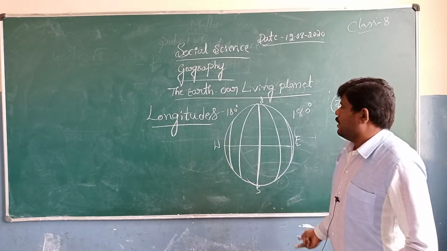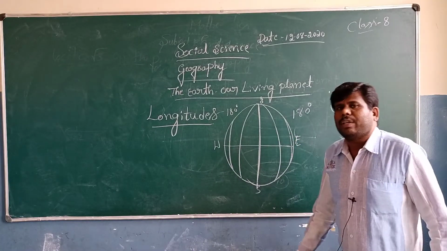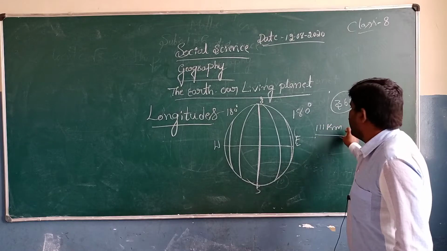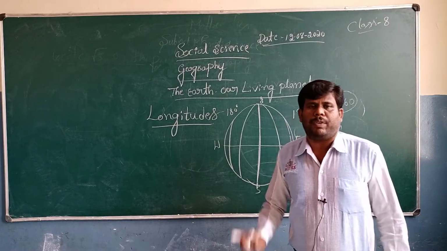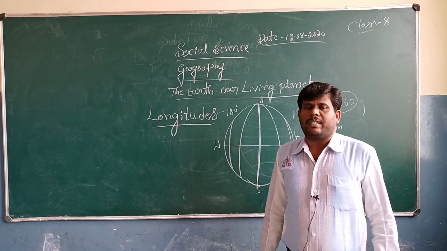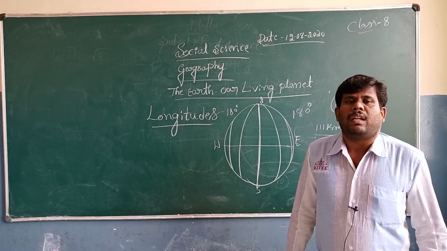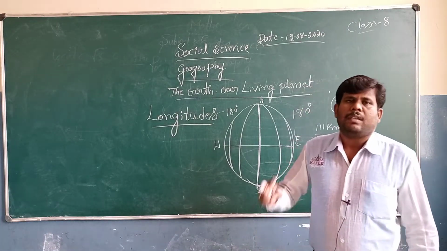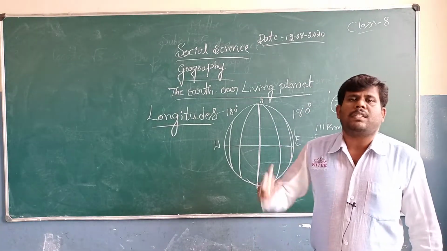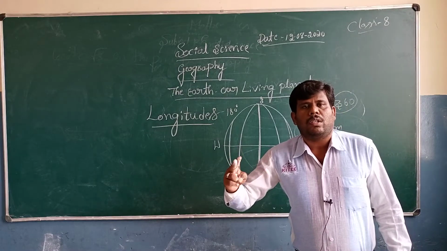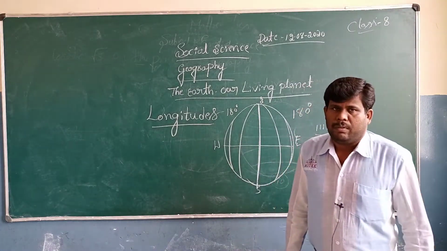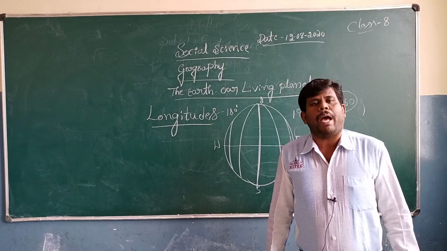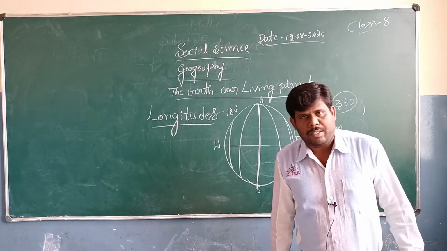And next, the distance between two longitudes at the equator is 111 kilometers. Like this, there are 360 longitudes on the earth. We mark these lines on a globe or a map. Right? Yes.